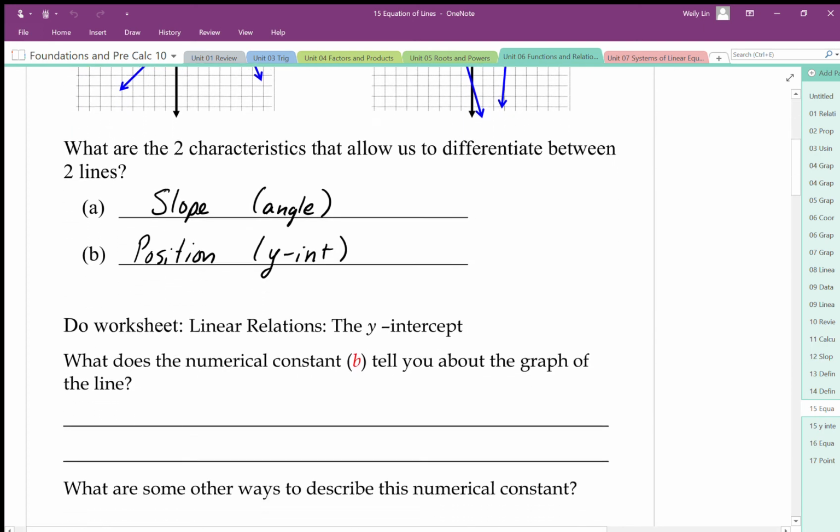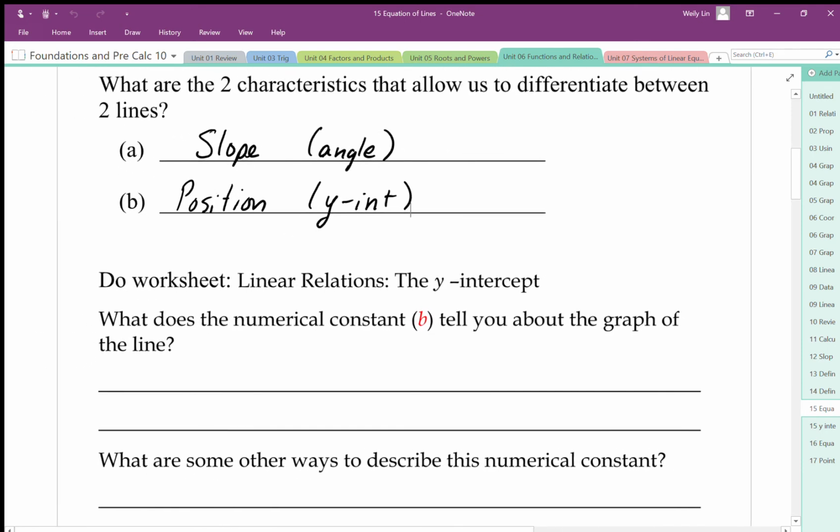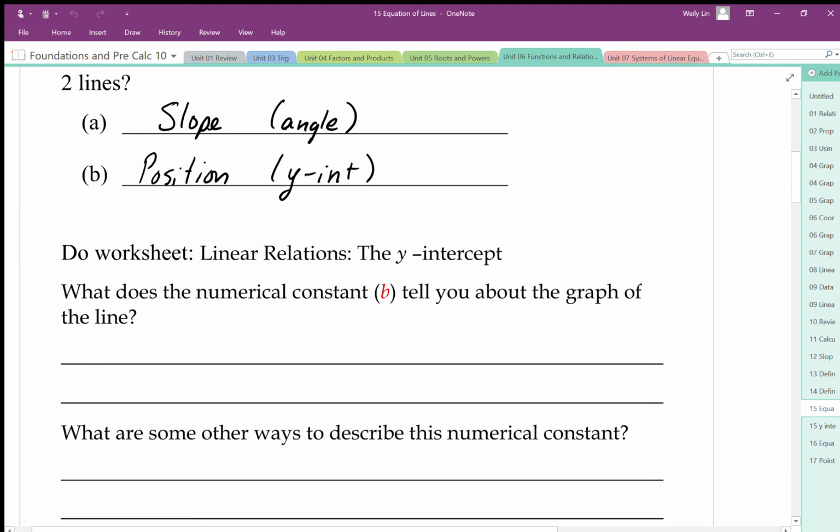So what I want you to do first is I would like you to do the worksheet, the linear relations y-intercept. Go through that, and try to find if there's a relationship between the y-intercept and the numerical constant in the equations that you were given. I want you to go to that next sheet and then come back to this one.